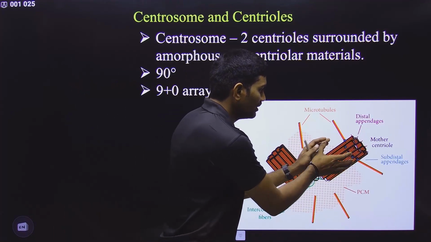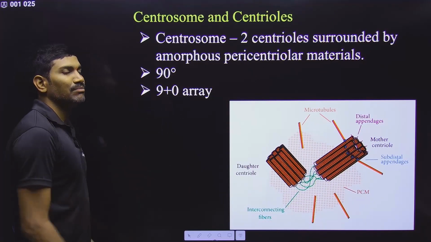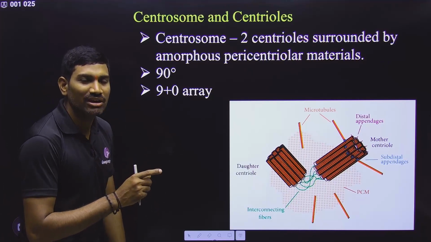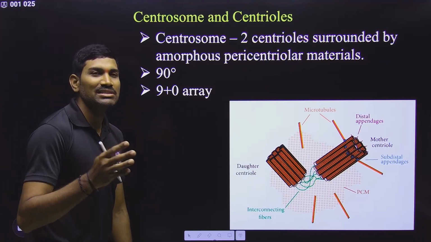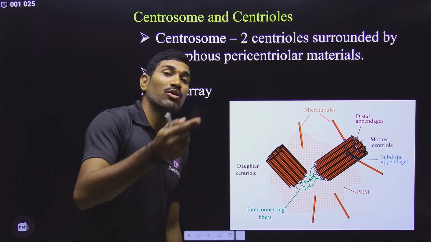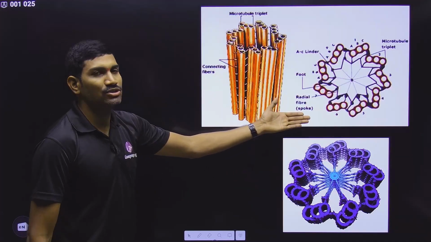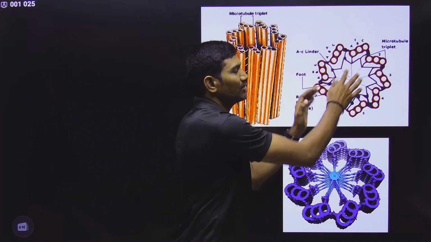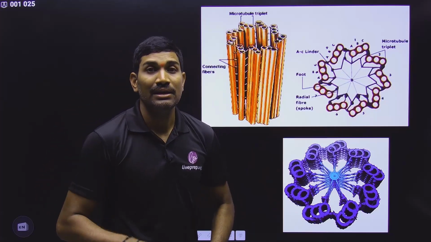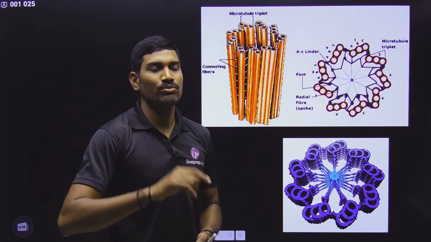Now if you are observing any one of these in cross section, we are observing a 9+0 array. For the cilia and flagellum shaft, or core, or axoneme, we are observing a 9+2 array. Array means arrangement, but here we are observing 9+0. Even in the basal body of cilia and flagella we are observing 9+0 only. So what is this 9+0? In the cross section, 9 peripheral fibrils we are observing. There also 9 peripheral, but in cilia and flagella, the 9 peripheral are doublets, only 2 microtubules are present.